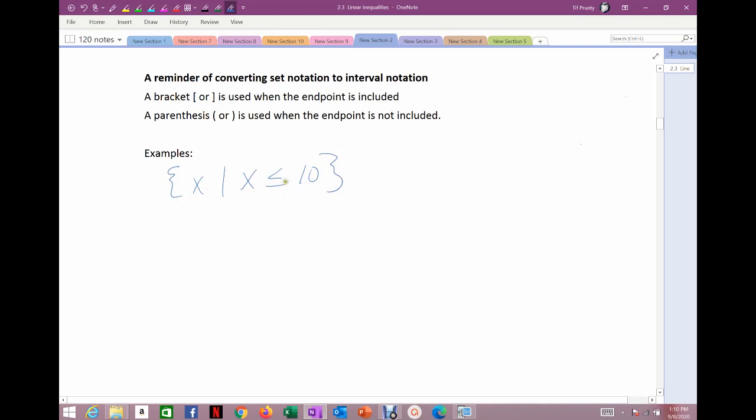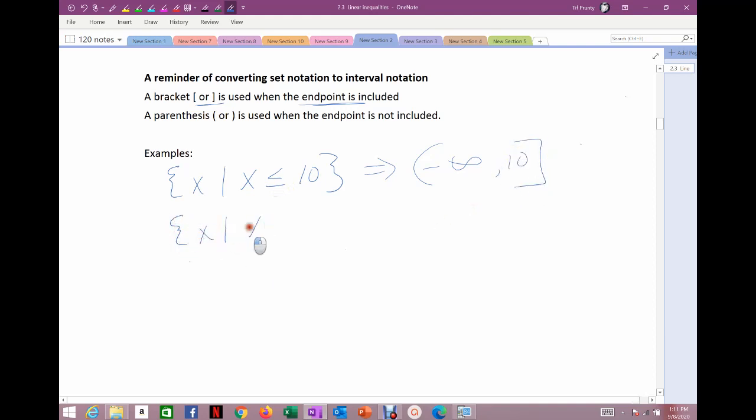Remember, if it's the equal to case, we include the endpoint with a bracket. And so the interval notation here would be, well, it's less than, which means I'm shooting off to negative infinity, up to 10, but I've got the equal to, that's what the bar underneath means, so equal to 10. And so if I'm including 10, I put a bracket there.